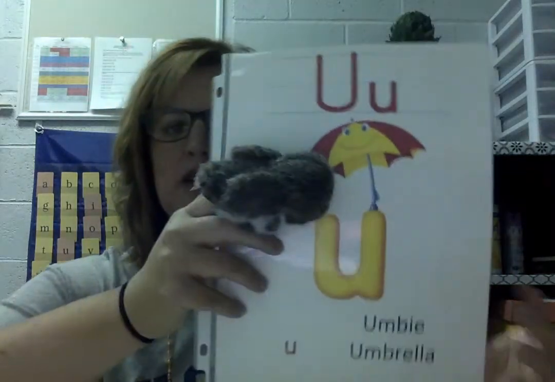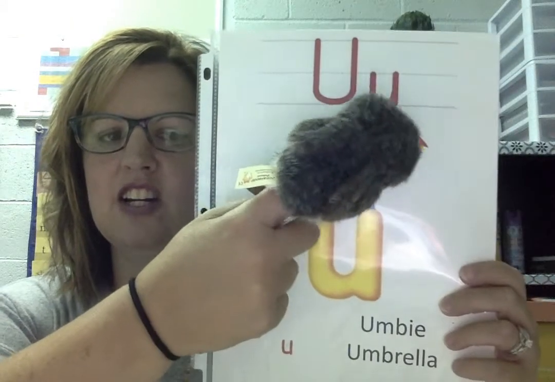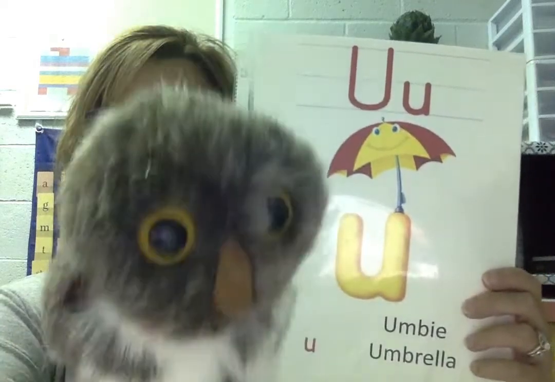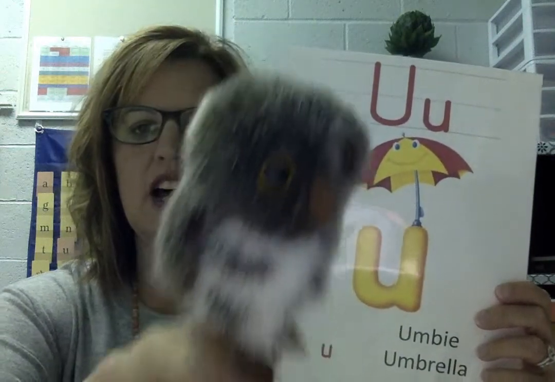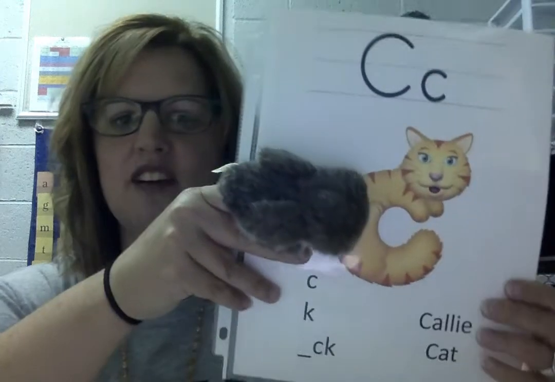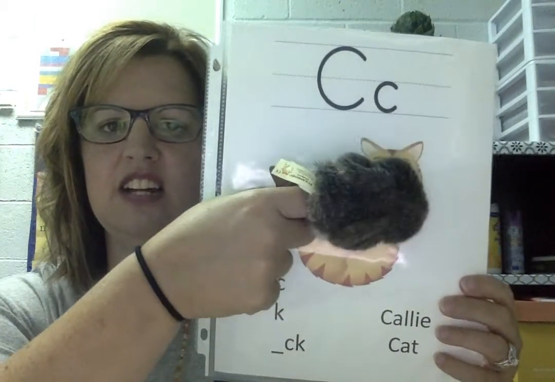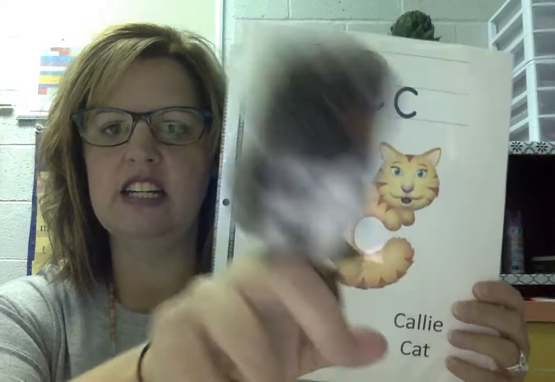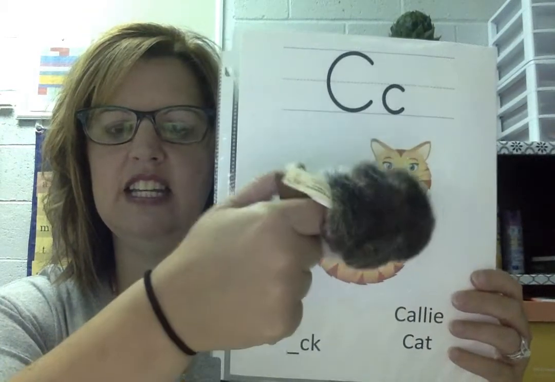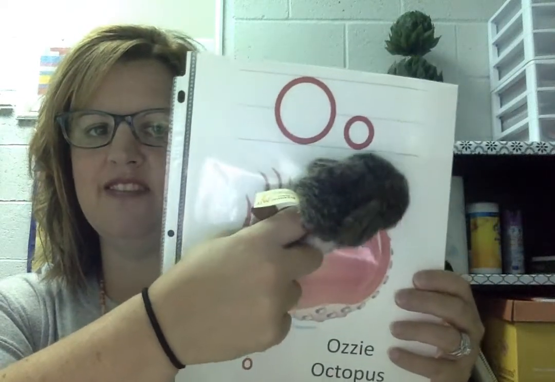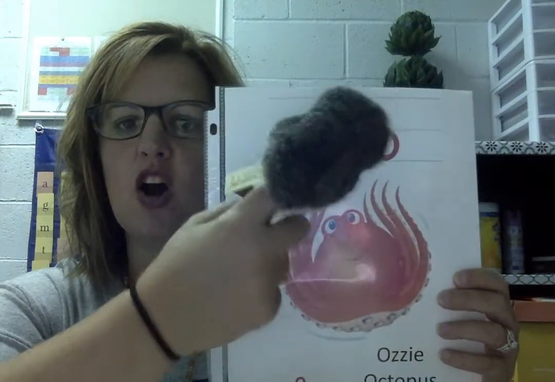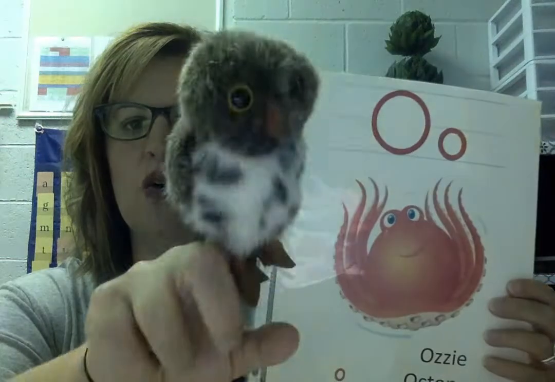Our next friend, umbrella, another vowel and another plain line letter. U, umbrella, U, umbrella. Next we have Cali Cat, one of our rounded plain line letters. C, cat, k. The octopus, our rounded plain line vowel. O, octopus, O, octopus.